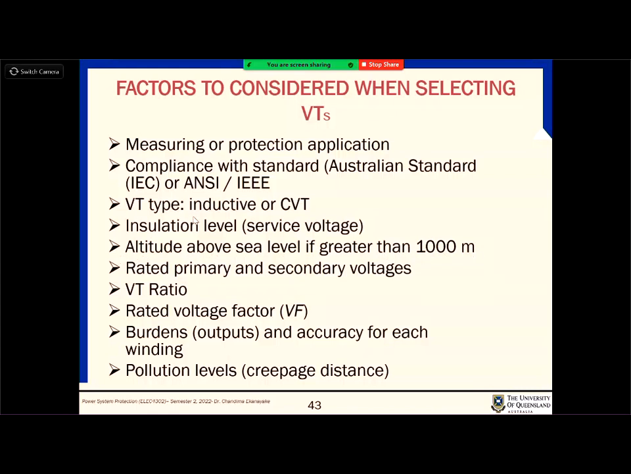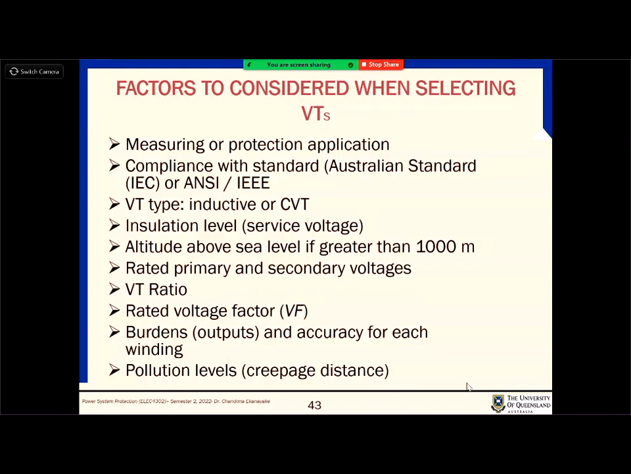If you look at high voltage insulations, when you go further up, above 1000 meters, they have defined in the standards what you need to do above 1000 meters and what you need to do below 1000 meters, right? The reason is the air pressure in the atmosphere will have some impact on flashovers and the performance of the insulation, right? So that's why this is important. And then of course primary and secondary voltage levels, VT ratios, voltage factor, burdens, pollution levels, right? A lot of other things need to be considered.